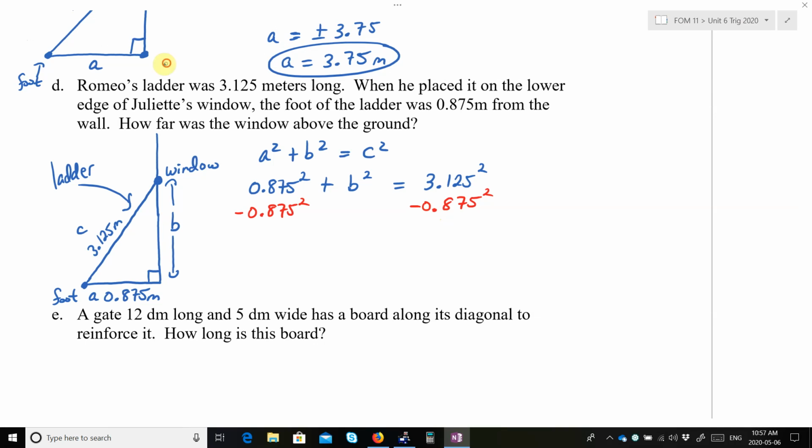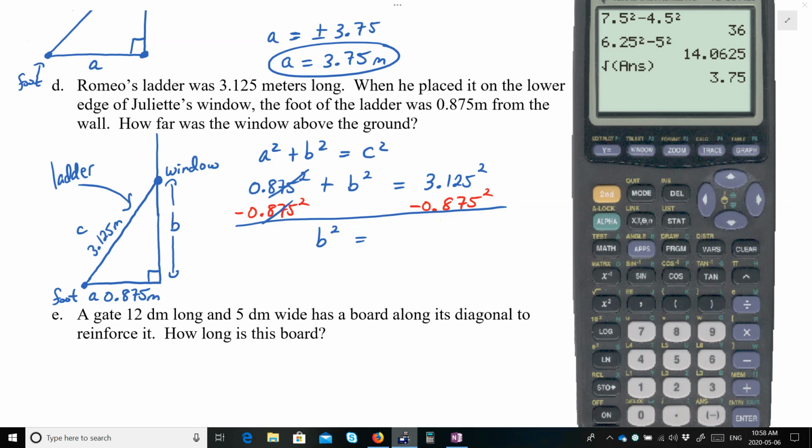Okay, I will subtract 0.875 squared from both sides. 0 on that side. B squared is equal to 3.125 squared minus 0.875 squared, which is 9.